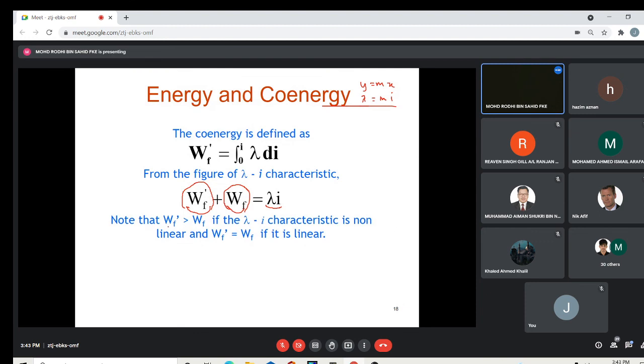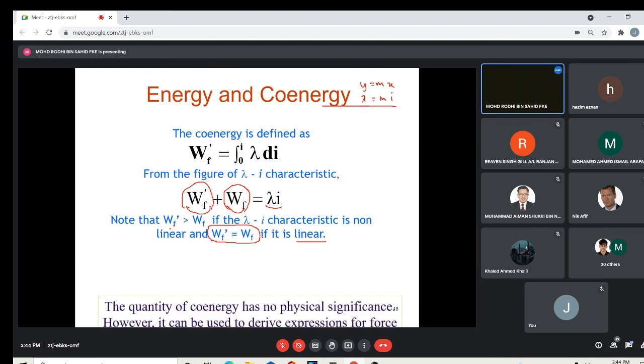And note that the co-energy is greater than the energy if the characteristic is non-linear, this is what I said just now. If it is linear, we can say that the energy and the co-energy are almost the same. Or if it is a truly linear circuit, a true straight line, the co-energy will equal the energy.